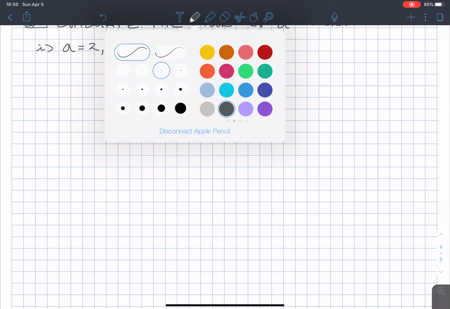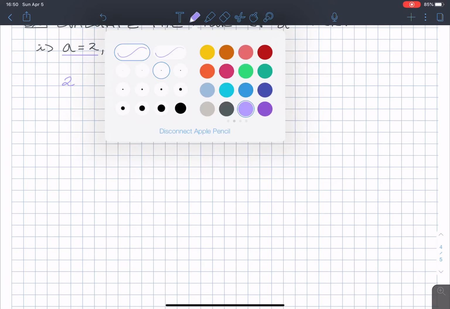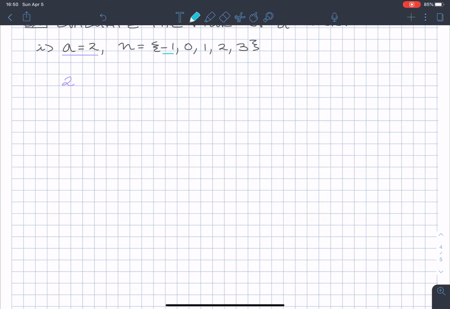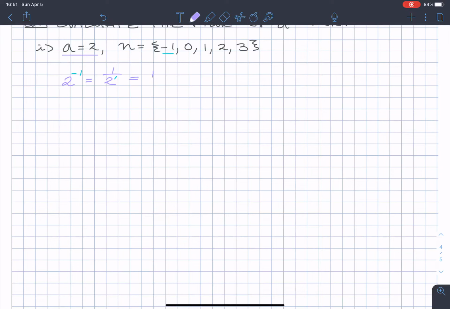Okay, so we have our base a is 2. Now first n is negative 1. So 2 to the negative 1 means 1 over 2 to the positive 1. And 2 to the first power is just 2. So that's 1/2. Now let's do 2 to the 0. Well, any number that's not 0 raised to the 0 is by definition 1.